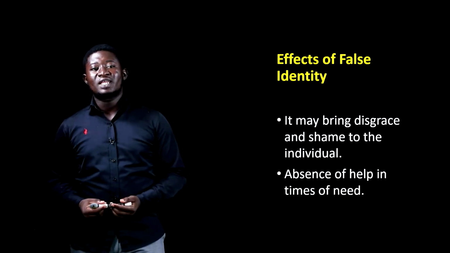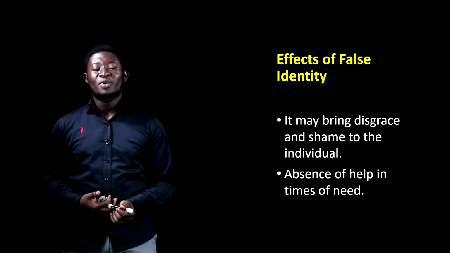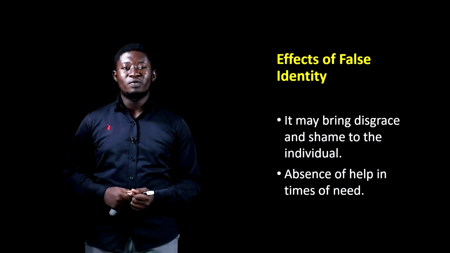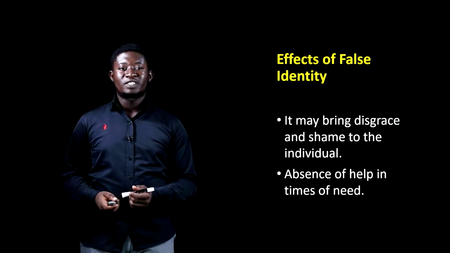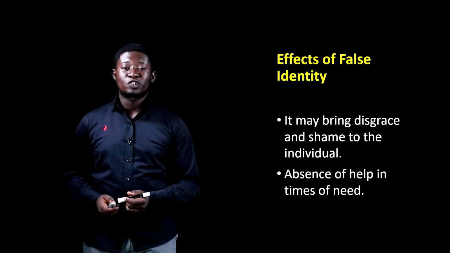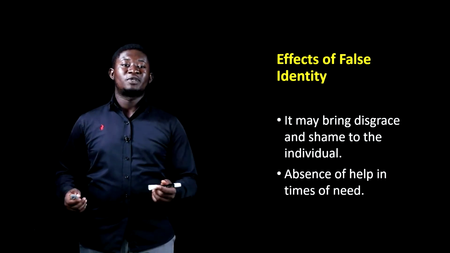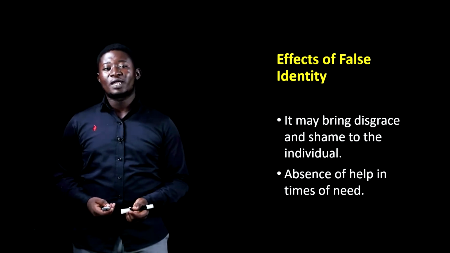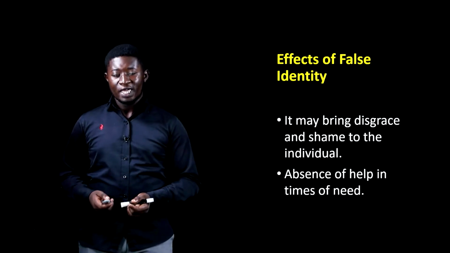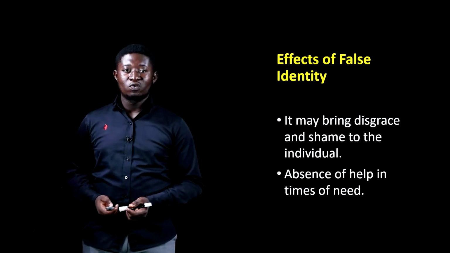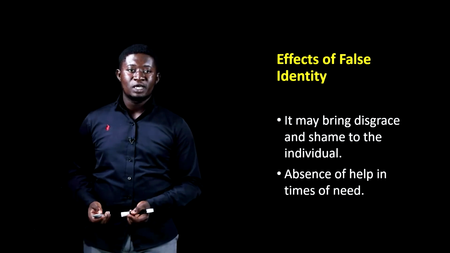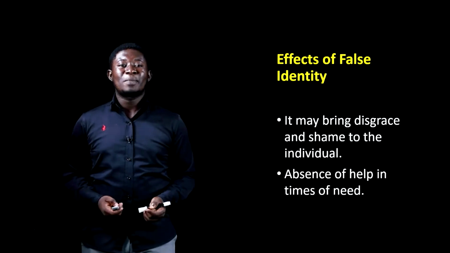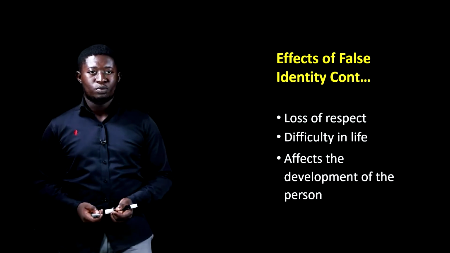Next is that in the times of need, help is denied. Now, absence of help when an individual needs it is very painful. You take an example where a student has portrayed himself to be the son of a very wealthy businessman, and then this individual comes to school and they are struggling to get money to buy food. Here, it will be very criminal for the individual to seek help from friends because the type of image they have created about themselves does not permit them to ask for help.